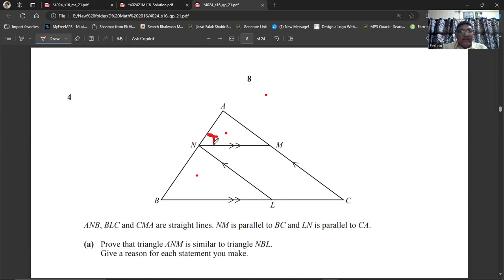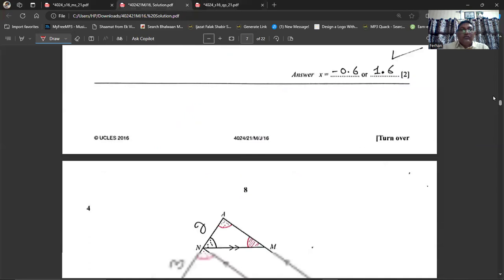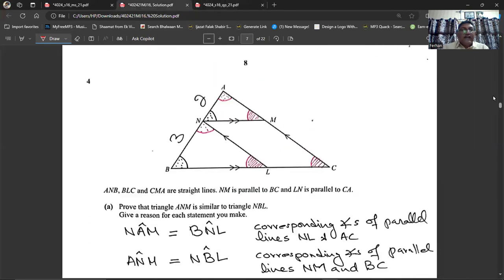If I take this angle and this angle, they are equal to each other. They are the corresponding angles of the parallel lines NM and BL. And this angle and this angle will be equal to each other because they are the corresponding angles of the parallel lines AC and NL. If two angles are the same in the two triangles you are comparing, then we can say that both the triangles are similar because automatically the third angle will be the same. The reason is the angle similarity test. It's a 3 marks question. Let me show you. I have done that. You can see this diagram.